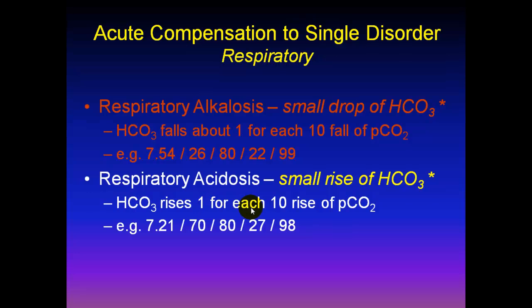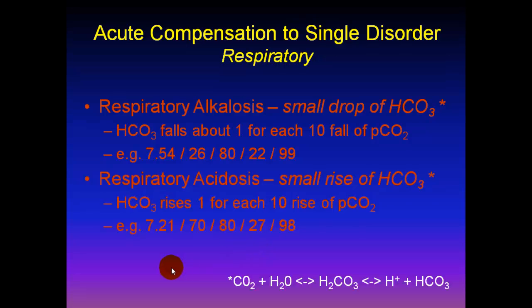Again, 1 rise of bicarb for every rise of 10 of PCO2. So in this example, the PCO2 has gone up by 30, so the bicarb goes up by about 3, from 24 to 27. So you wonder, I thought it takes time for compensation. The acute compensation does not require time. It's part of our buffering system. This is our carbonic acid buffering system.